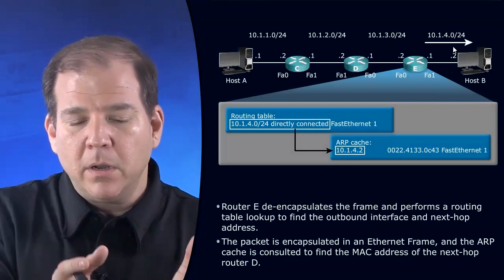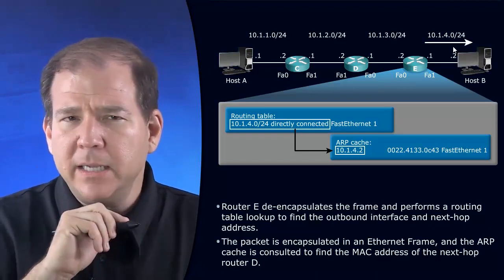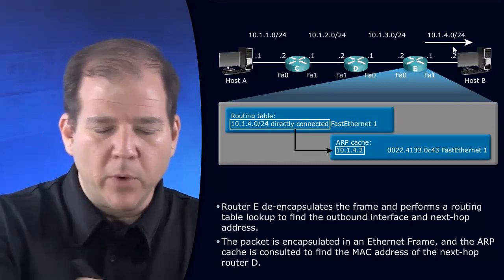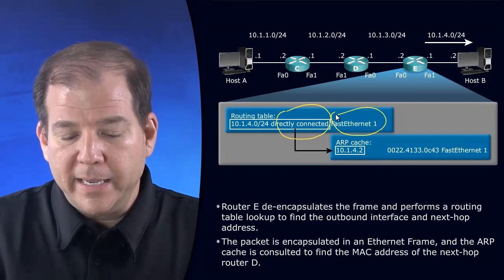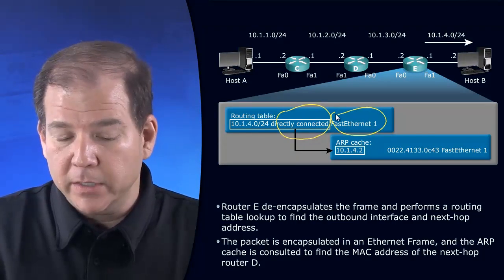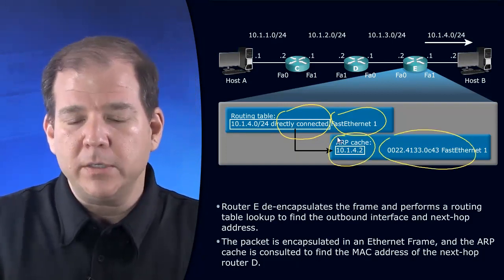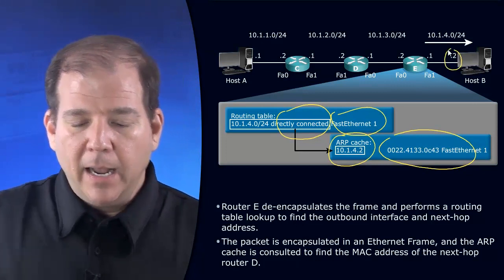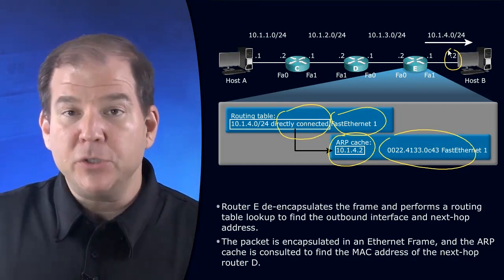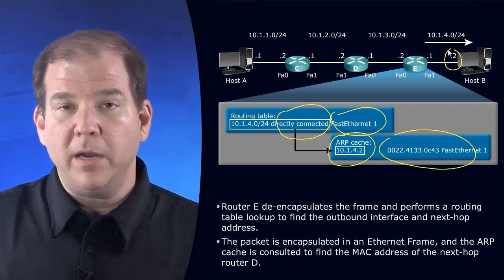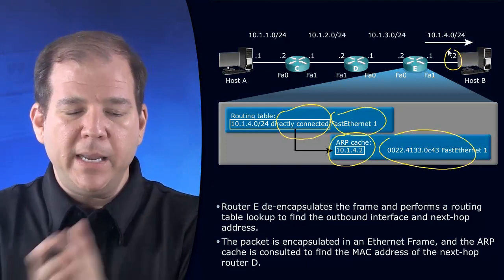The same thing happens on router D, and finally we find ourselves over on router E, and we're saying we're trying to get to the 10.1.4.0/24 network. Great news, we're directly connected. We're connected off of Fast Ethernet 1 on router E. And we do an ARP if we haven't already done so, and in our ARP cache, we're going to have the MAC address that corresponds to 10.1.4.2, the IP address of host B. And now we're able to get that packet to host B, and host B can then respond. If we were doing a ping like we were talking about before, that ICMP echo reply would go from host B back to host A.